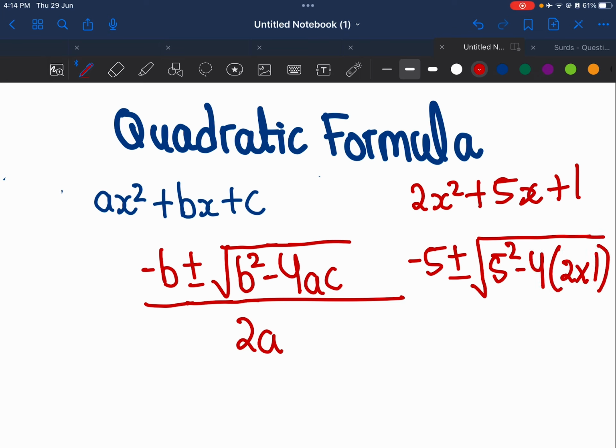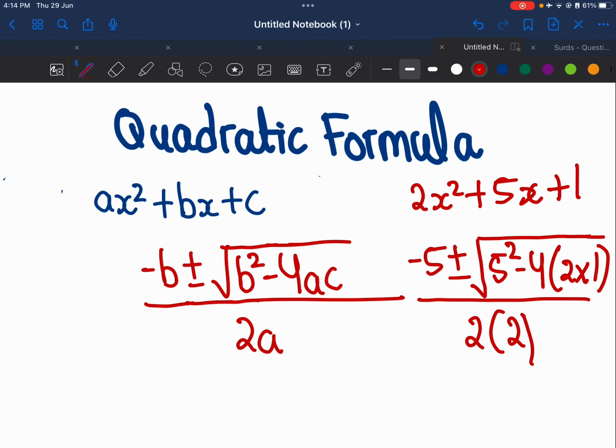Some people argue that you don't need to actually write 1, but I often choose to write it because it makes my working more clear to the examiner. Over 2 times 2. Now when we do this in our calculator, you can just substitute as it is: -5 plus square root of 5 squared minus 4, 2 into 1, over 2 times 2.